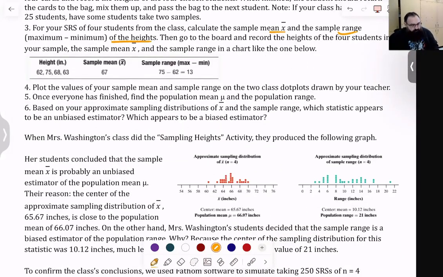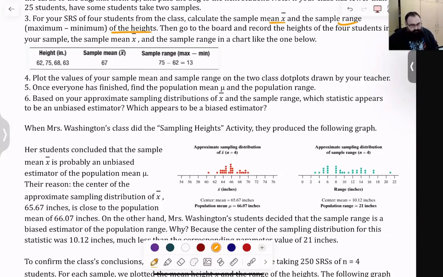Now, if we were to plot the values of the sample mean and sample range on 2 dot plots, once everyone's finished, we would find the actual population mean and the actual population range. Now, based on your approximate sampling distributions of x bar and sample range, which statistic appears to be an unbiased estimator and which appears to be biased?